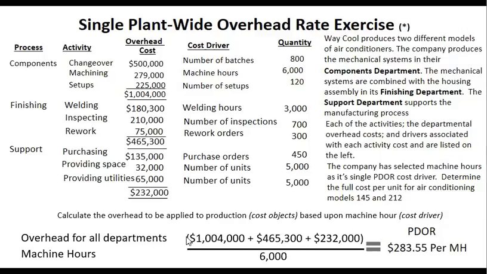And you will notice that I've corrected this slide to include the brackets in the numerator side of the equation because that addition obviously has to be done first. So I apologize for that, but now that is corrected. We still come up with the same result, a predetermined overhead rate of $283.55 an hour.